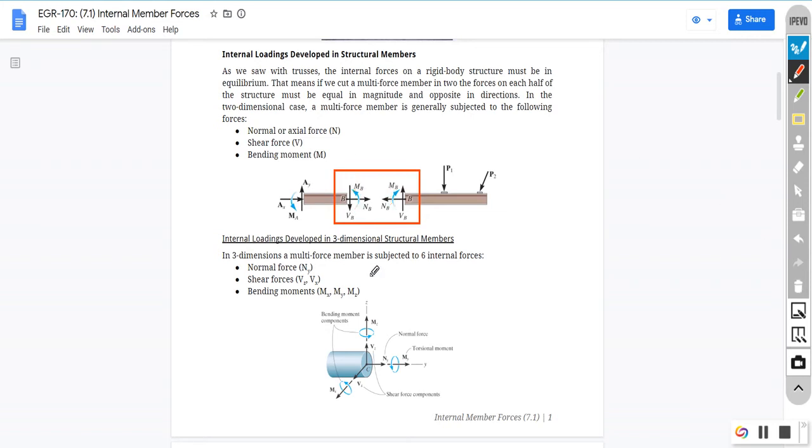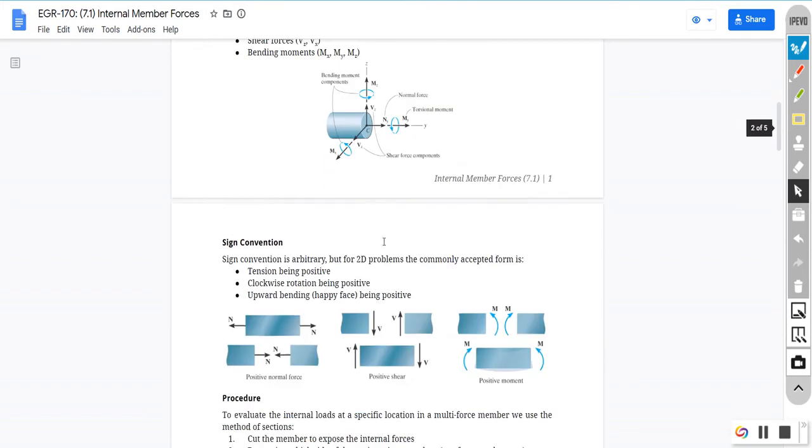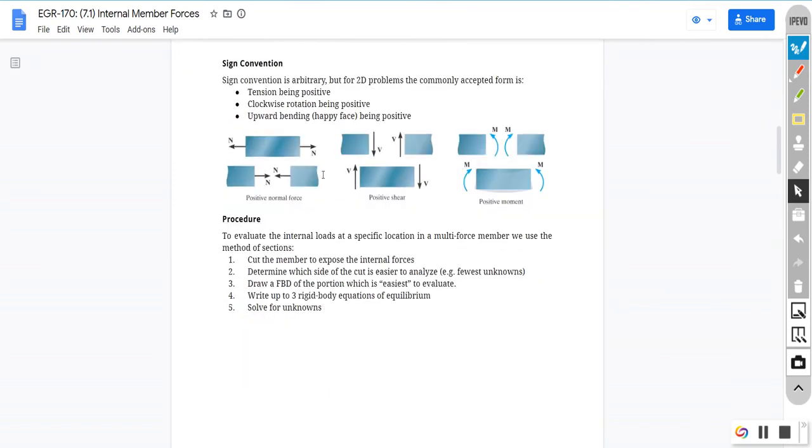So in 3 dimensions, we get the same thing. We get a normal force, which is actually an axial force, which would be tension or compression. We get shear in the X, shear in the Y, and then we get bending moments about the X, Y, and Z axes. So we still get 6 forces internally. One of them is along the axis, and the other 2 are shear, and then 3 moments. So, sign convention. Sign convention is arbitrary, but this is what is commonly accepted.